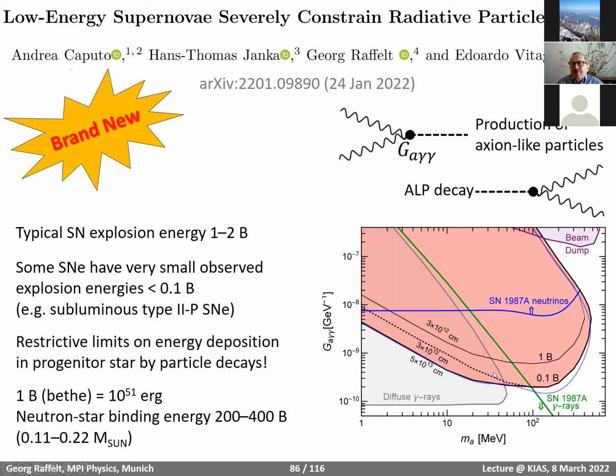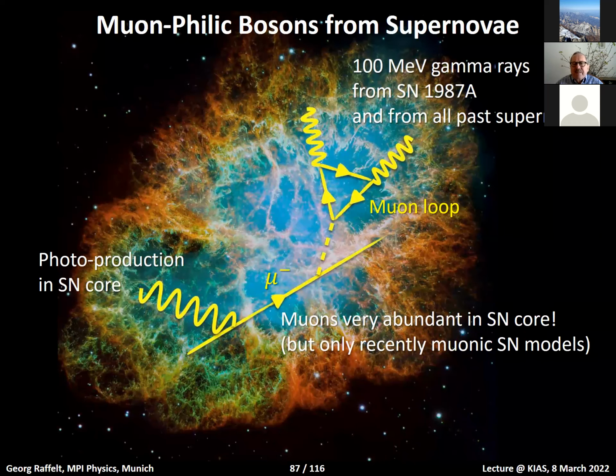Right. The third case that we looked into recently is the photoproduction of such particles in the supernova core if these particles couple to muons. So one can, in the supernova core, produce muonic bosons, which might explain the muon G-2 anomaly. So one produces these muonic bosons in the supernova core by photons, and then they could decay through this muon loop outside and produce photons at a distant distance from the supernova.